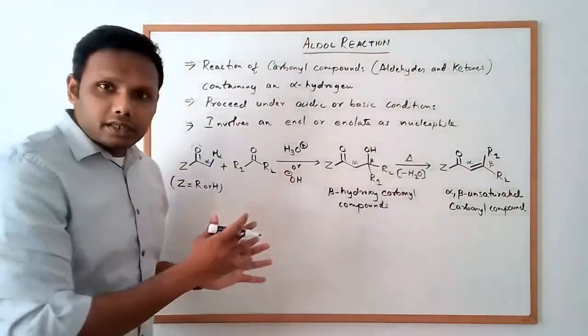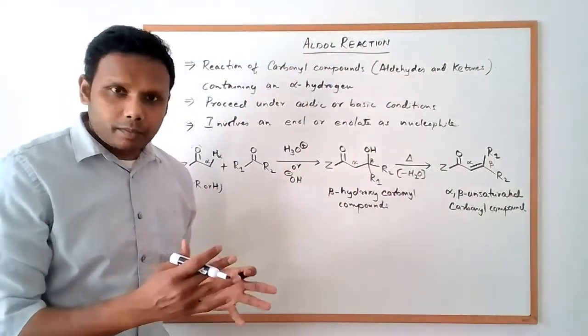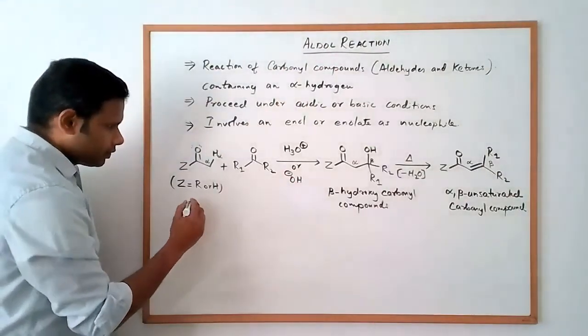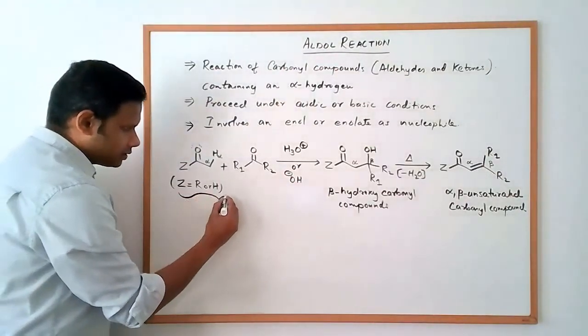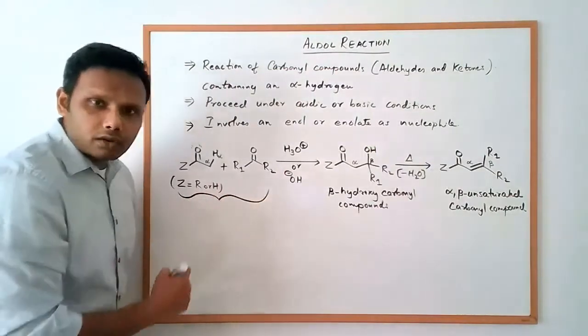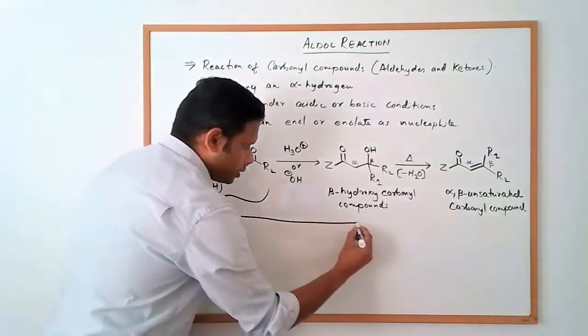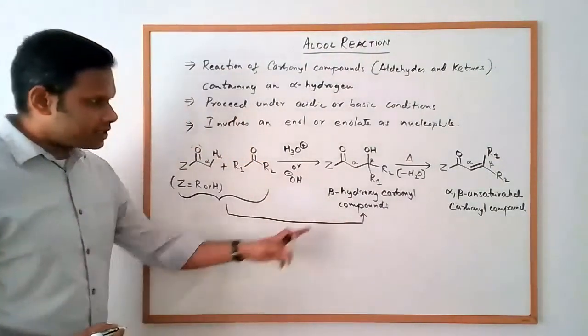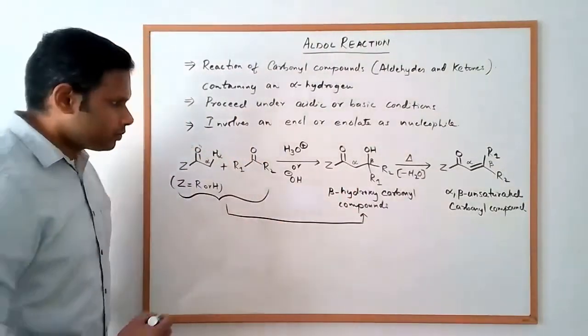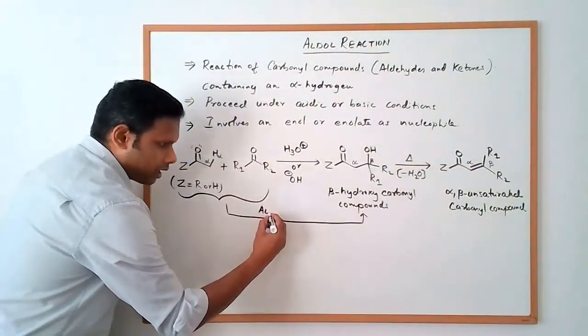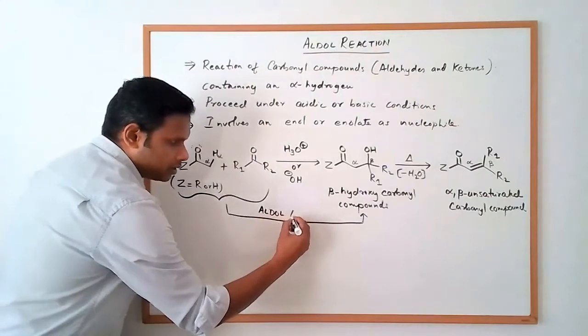Now, the aldol reaction happens in 2 steps. Okay, there are 2 steps to the reaction. The first step is where the reactants, that means the 2 carbonyl compounds, are converted into the beta hydroxy carbonyl compound. This first step of the reaction is called an aldol addition.